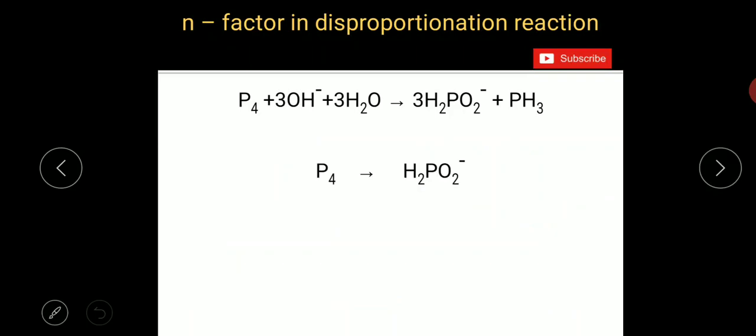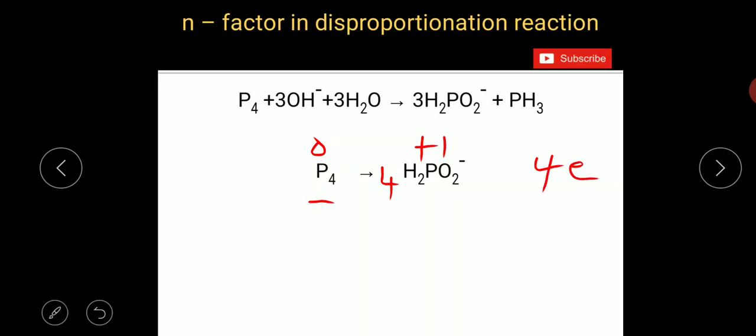So let us take conversion of P4 into H2PO2 minus. Oxidation state of phosphorus in P4 is 0 and oxidation state of phosphorus in H2PO2 minus is plus 1. So you can see the change in oxidation number is 1 unit. But if you balance this equation in terms of phosphorus, it will be 4H2PO2 minus. Then the number of electrons transferred in this part of the equation will be 4 electrons.